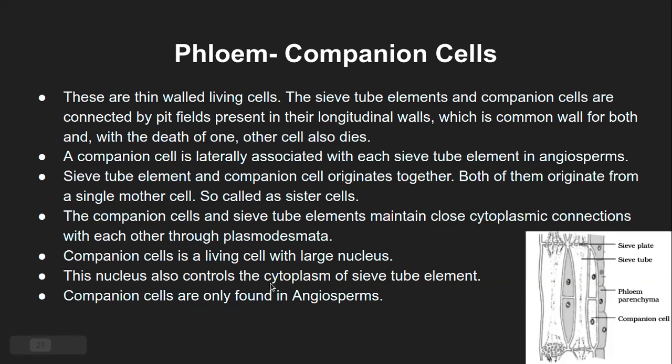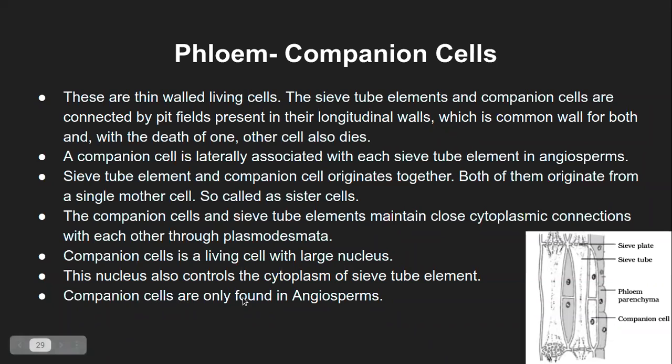This nucleus also controls the cytoplasm of the sieve tube element. I also mentioned that the nucleus of the neighboring cell usually controls the function of the non-nuclear cell, and that is how both of the cells function together. Now you can also connect back to the statement: if one of the cells dies the other one also dies, because the other cell will not be able to function without the nucleus at all.